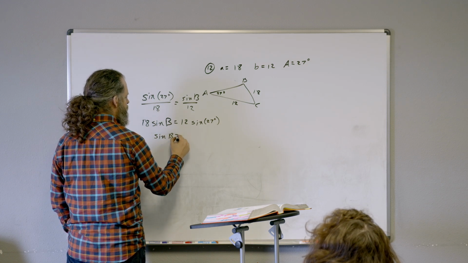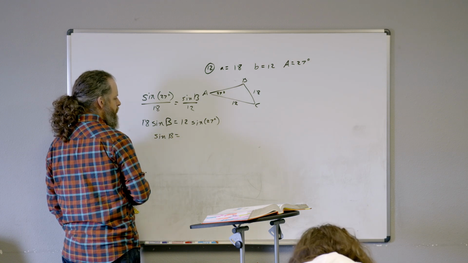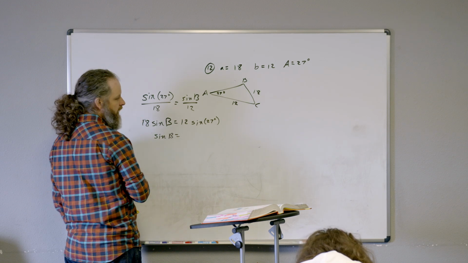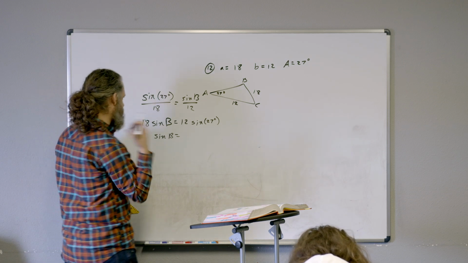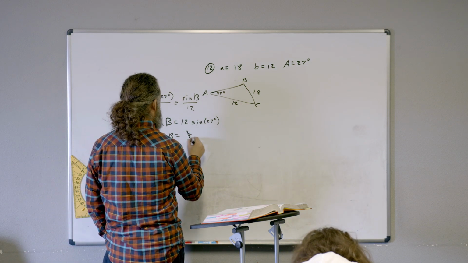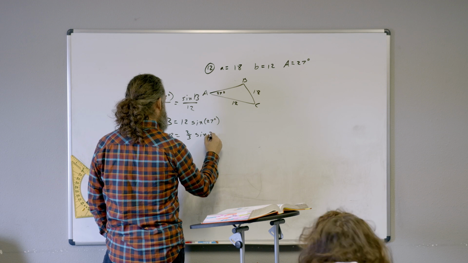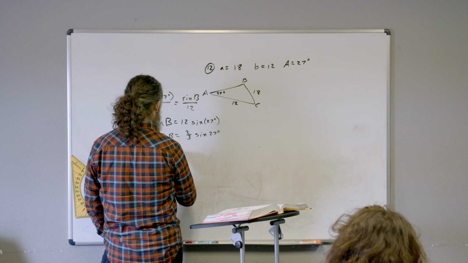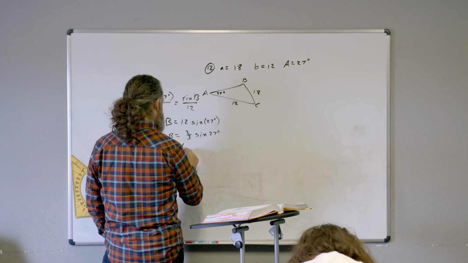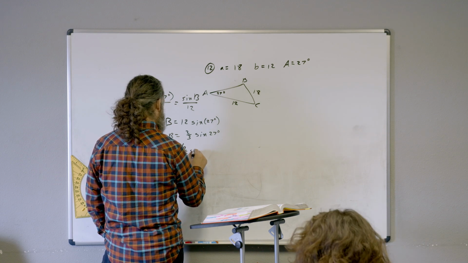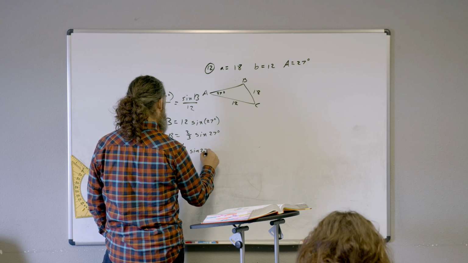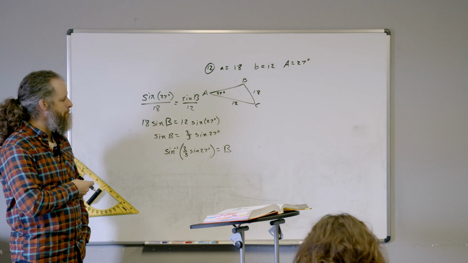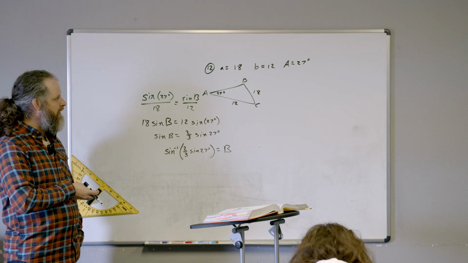Can you just, instead of doing that, apply 12 on both sides to get it off the bottom? Yeah, it's the same thing. You'll get the same thing. 2/3 times the sine of 27 degrees. So the inverse sine of 2/3 sine of 27 degrees equals B, right? And then you punch that in the calculator.